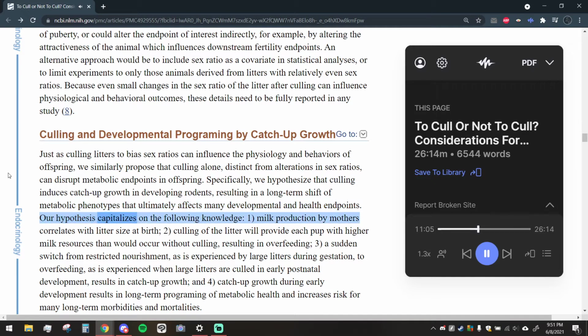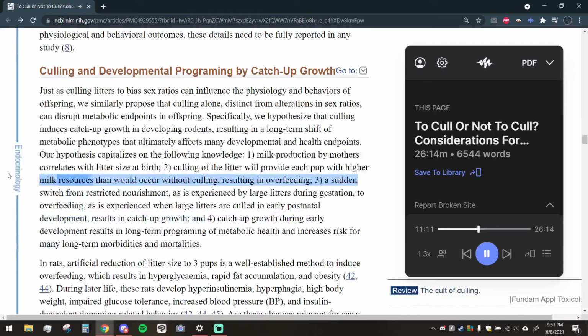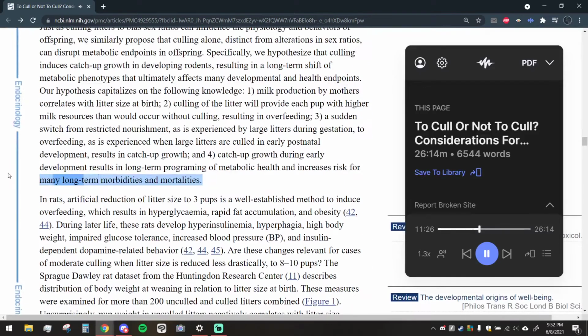Our hypothesis capitalizes on the following knowledge. 1. Milk production by mothers correlates with litter size at birth. 2. Culling of the litter will provide each pup with higher milk resources than would occur without culling, resulting in overfeeding. 3. A sudden switch from restricted nourishment, as is experienced by large litters during gestation, to overfeeding, as is experienced when large litters are culled in early postnatal development, results in catch-up growth. And 4. Catch-up growth during early development results in long-term programming of metabolic health and increases risk for many long-term morbidities and mortalities.